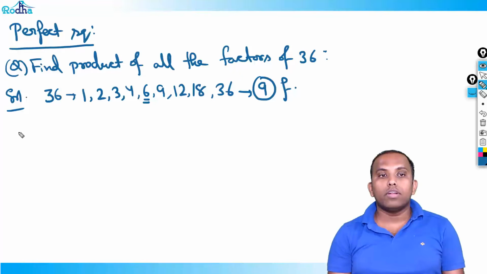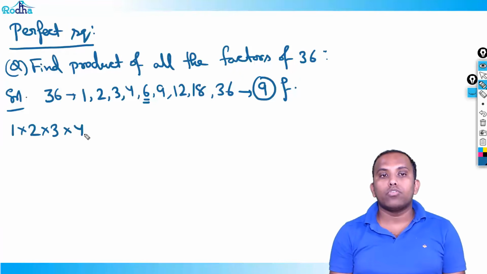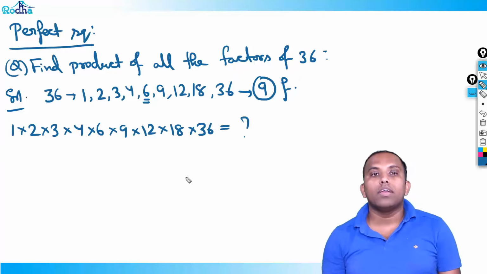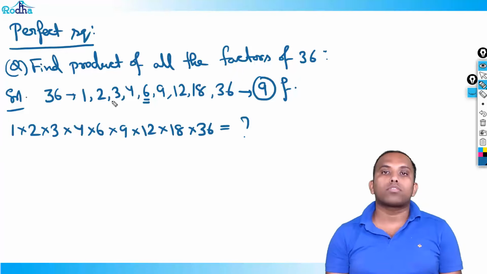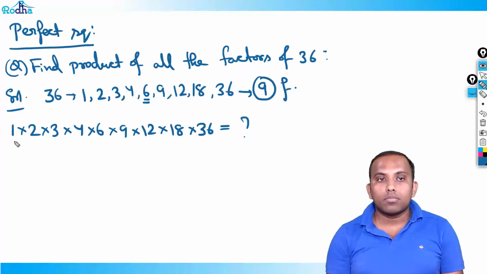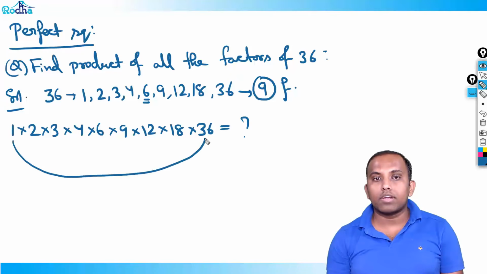So again, what is the result here? The result here is again 1 into 2 into 3 into 4 into 6 into 9 into 12 into 18 into 36. This has been asked to me, right? Find the product of all the factors of 36. Again, I'll not multiply like this. I'll multiply like this. 1 into 36 is 36.